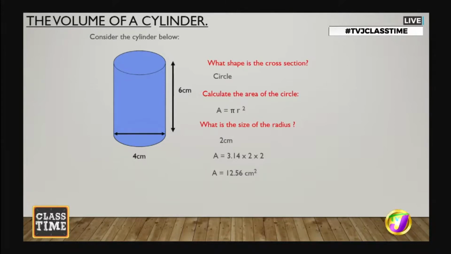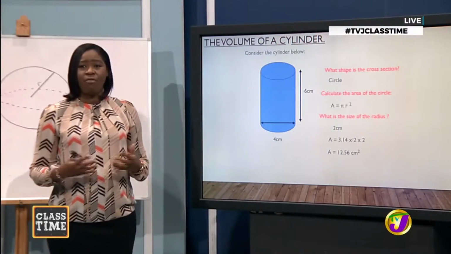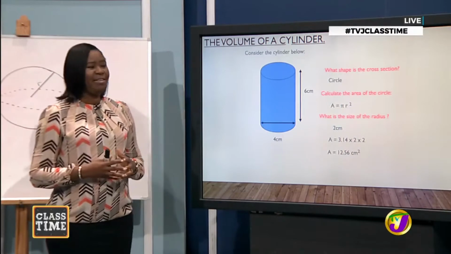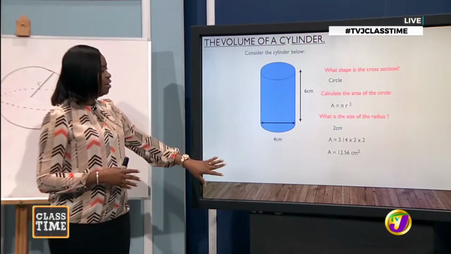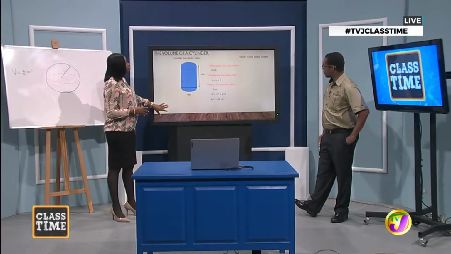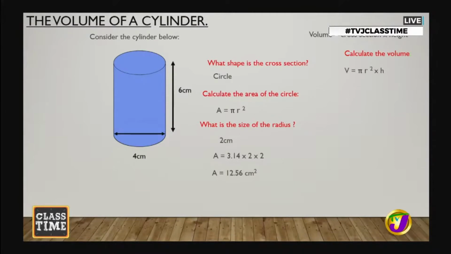No, we're not done. That's just the area of the cross-section. We need to find the volume of the cylinder. So we're going to multiply the area of the cross-section by the height. We're going to multiply 12.56 times 6. And that should give us a volume of 75.36 cubic centimeters. Awesome. So the general formula for the cylinder volume is pi r squared, being the area of the cross-section, the area of the circle, multiplied by the height.